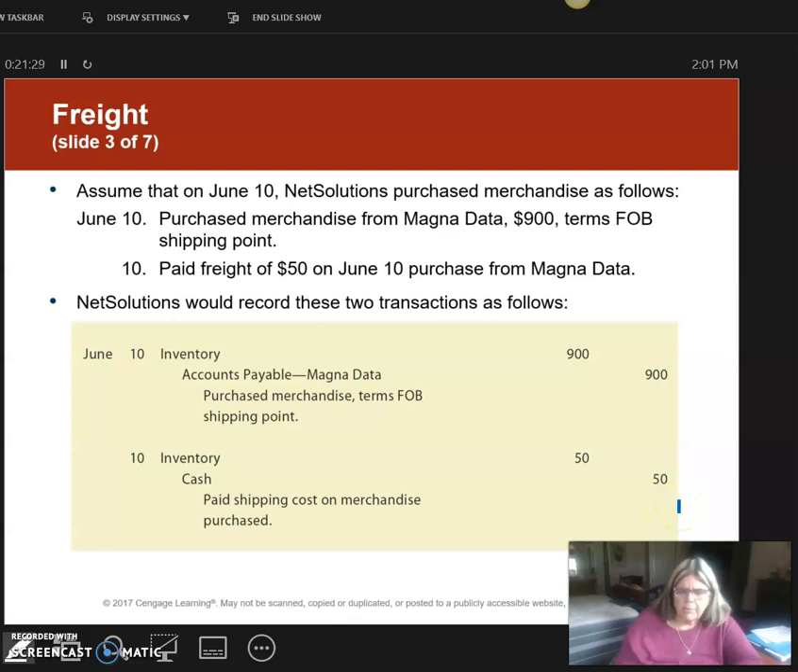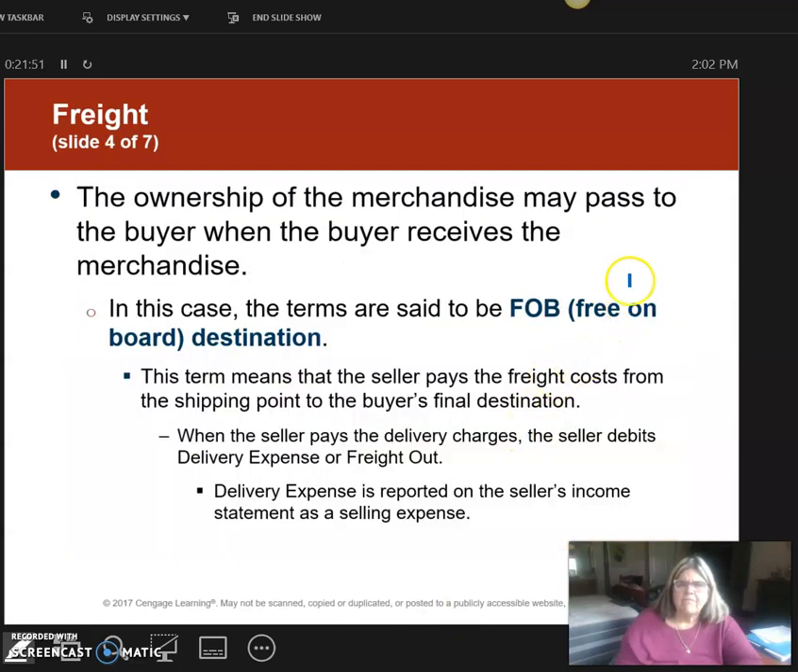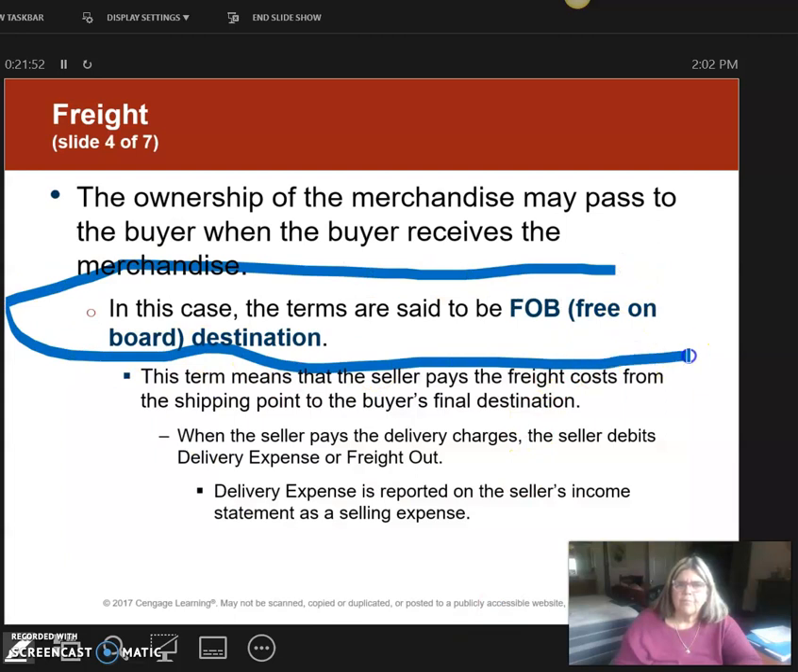Now, I want you to keep in mind that freight cannot be discounted. By the way, freight and returns cannot be discounted. So no matter what happens, if I was buying this on a discount, that $50 could not be discounted at all. So this is FOB shipping point, buyer pays. The next one is FOB destination.